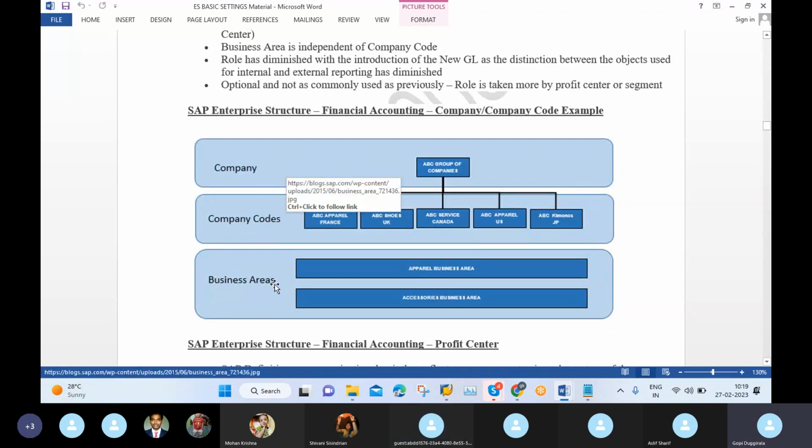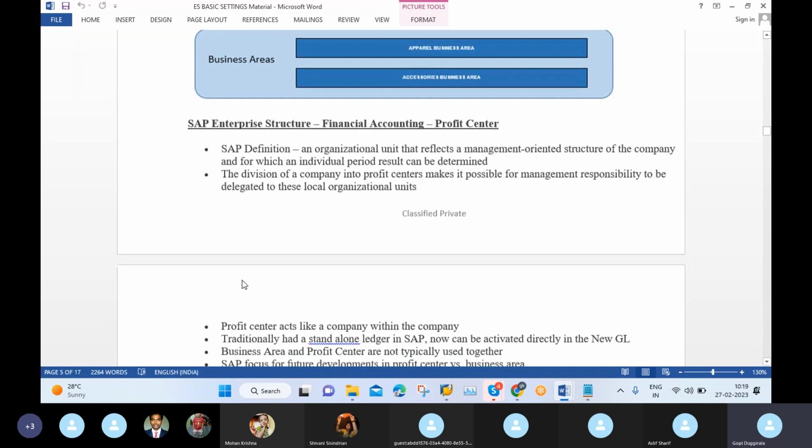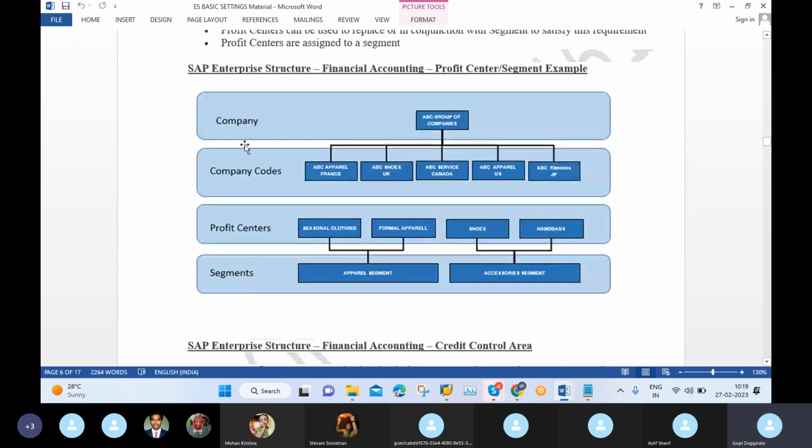Under this company code, we can maintain business areas, or in SAP S/4HANA, segments. Business areas are completely obsolete in SAP S/4HANA. There is no business area concept, so instead of that you can use segments. Those points also I explained very clearly. And here you can see another alternative enterprise structure like company code, profit centers, and segments. This is not correct. Actually, company code, then segment, and under the segment, profit centers.